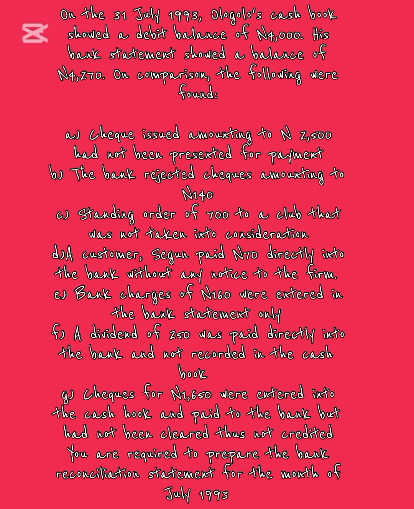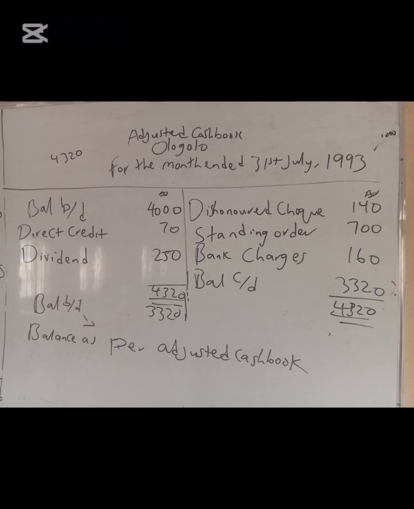You have to prepare a bank reconciliation statement, which means you have to prepare the adjusted cash book first, because you need that to go to the bank reconciliation. So you say adjusted cash book for the month ended, or rather year ended, actually that was an error. However you want to put it, you can see the balance brought down. They say it was a debit balance. Remember the question, we'll put it there on the debit side.